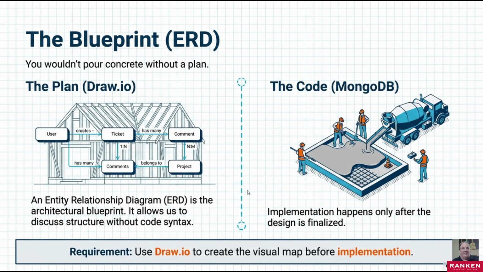So, to understand the entity relationship diagram, kind of the blueprint of that: as an example, you wouldn't pour concrete without a plan, right? When you build a house, you start with the foundation first. An entity relationship diagram is the architectural blueprint. It allows us to discuss structure without code syntax. Once we have that, the implementation happens only after the design is finalized. For this lab, we're going to use Draw.io to create a visual map before we do our implementation.